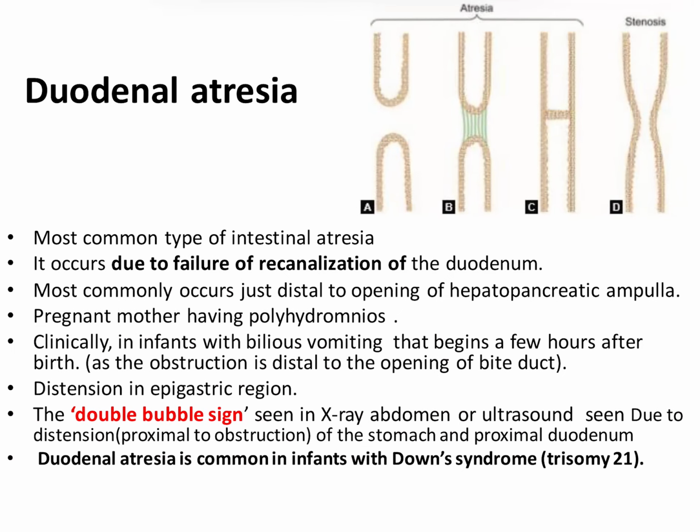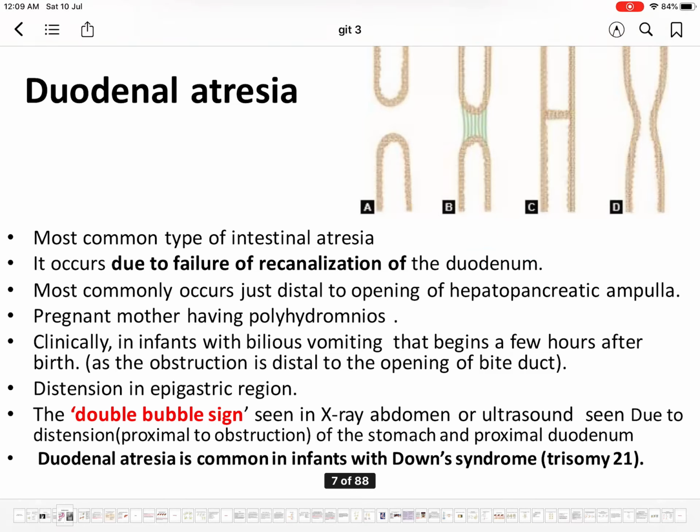Here you can see the first three diagrams, they are showing the atresia A, B and C, and the D is showing the stenosis. So it is the most common type of intestinal atresia, due to failure of the recanalization of the duodenum, and most commonly it is distal to the opening of the hepatopancreatic ampulla.